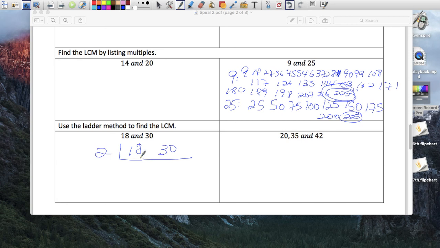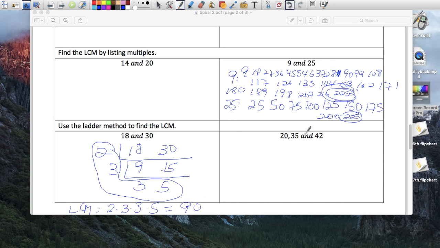So 2 works, 9 goes into 30, 15. We're going to go with 3. 3 goes into 9, 3. 3 goes into 15, 5. So the LCM is all these 4 numbers. LCM is 2 times 3 times 3 times 5. 5 times 3 is 15. 15 times 3 is 45, and 45 times 2 is 90. So the LCM is 90.